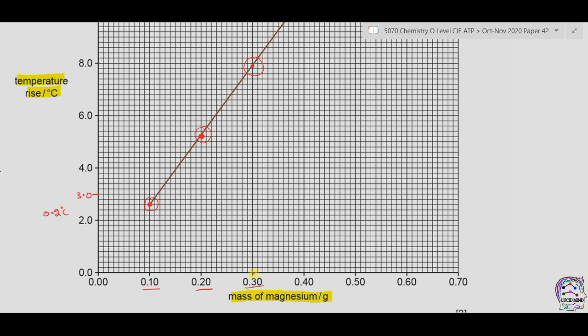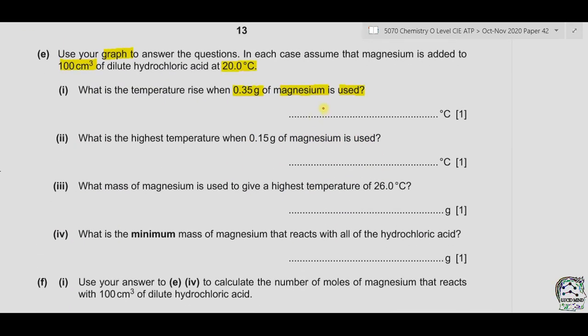This is the graph and we have this point as 0.35 grams. So it comes at this point. And the temperature rise is about this much, which is 9.2 degrees centigrade. So we can write 9.2 degrees centigrade.